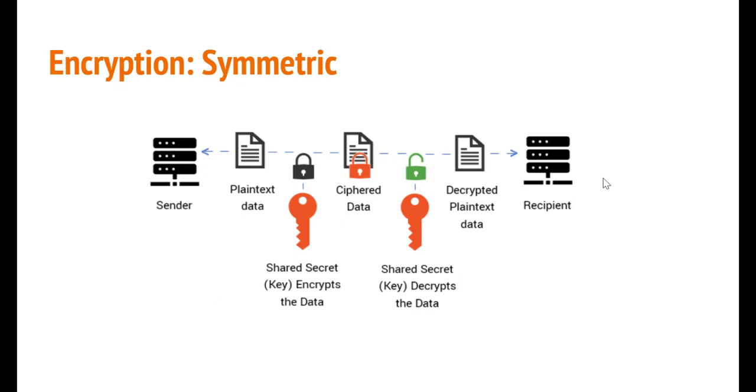If we think about encryption, it is basically of two types. First one is symmetric, where a shared secret key is used. The sender uses this shared secret key to encrypt the message, the plain text data. Then that message travels through the network and reaches the recipient end. The receiver uses the same shared key to decrypt the data, right? So this is how symmetric encryption works.